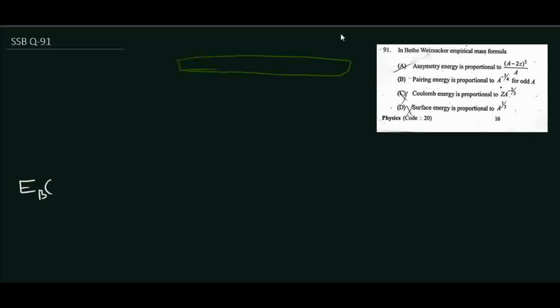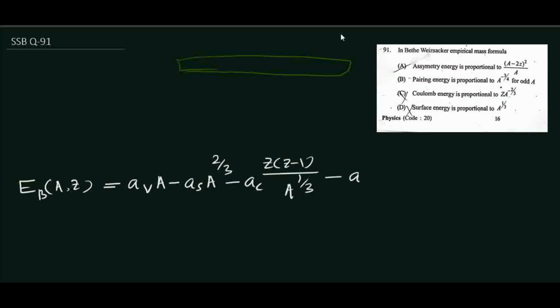The binding energy EB, which is a function of A and Z, is equal to AV, the volume energy term, minus AS, the surface energy term, A to the power 2 by 3, minus AC, the Coulomb energy term, Z into Z minus 1 divided by A to the power 1 by 3, minus ASY, the asymmetric term, A minus 2Z whole square divided by A, plus or minus AP, this is the pairing energy, A to the power minus 3 by 4.